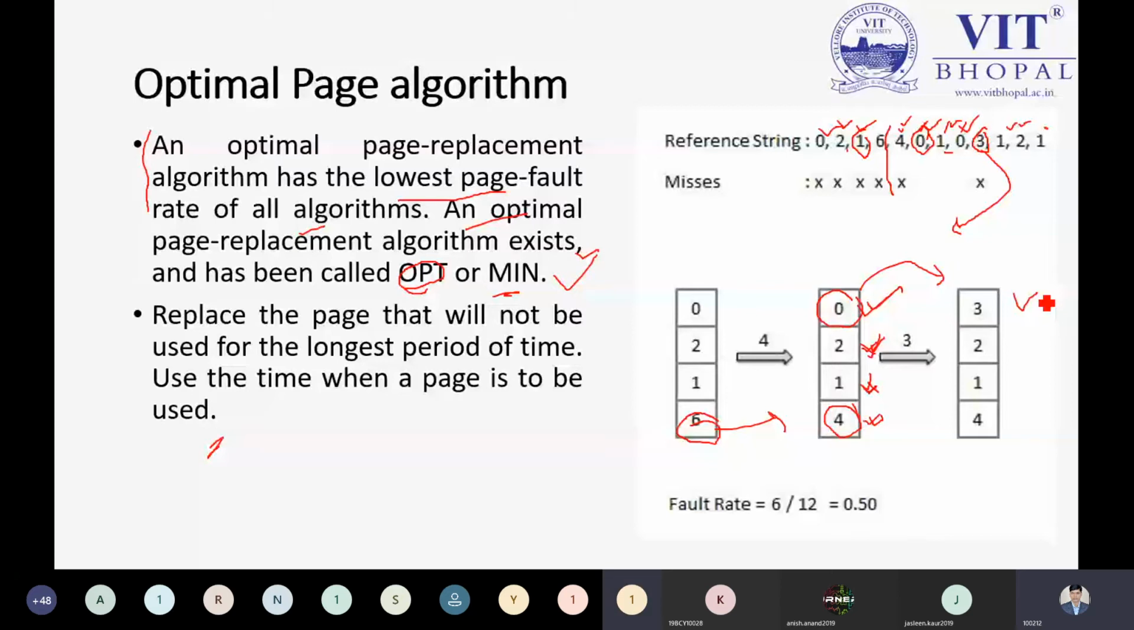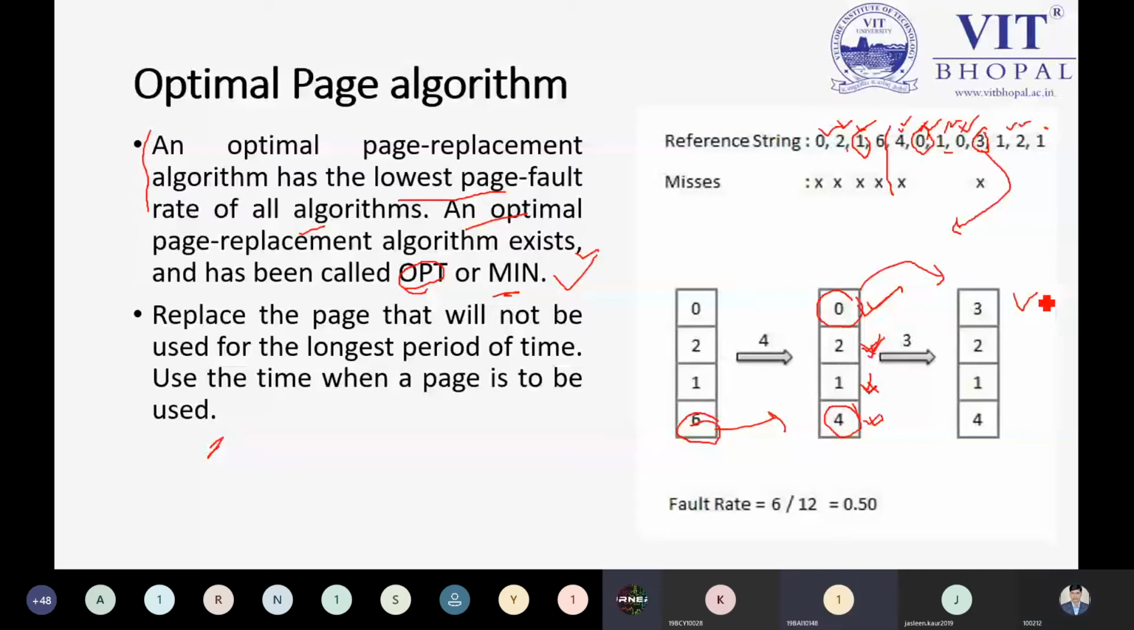That is why it has the minimum page faults. This is the main reason. It will have only the minimum page faults, so definitely it is a good concept for page replacement algorithms. That is why it is known as the optimal page replacement algorithm.